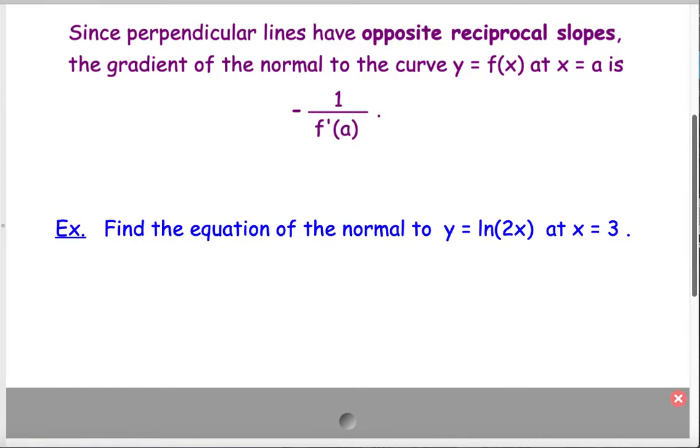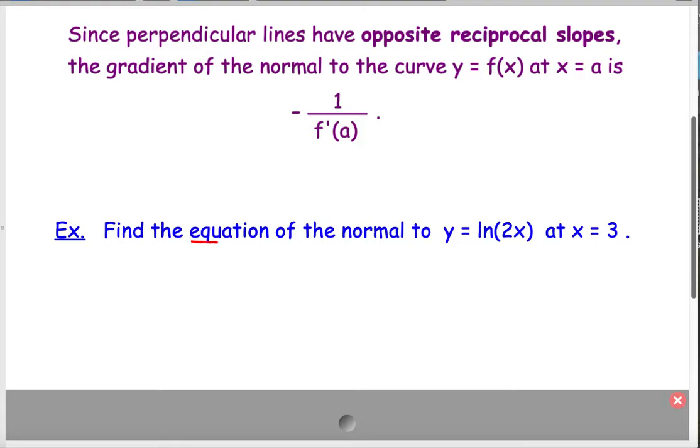What if I asked you to find the equation of the normal line to y equals ln of 2x at x equals 3? Well, to find the equation of a line, we need two things: a slope and a point. The first thing we can get is the point. That's easy enough. It's 3 comma, and if I plug 3 in, I get the natural log of 2 times 3, which is 6. So 3 comma natural log of 6 is our point, and now we need to figure out our slope.